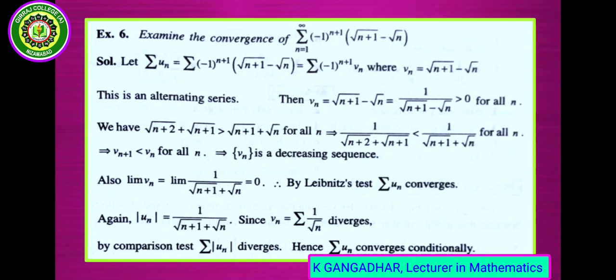Next, sigma mod un value 1 by root n plus 1 plus root n. Here we apply limit comparison test. So we choose vn equal to 1 by root n. Sigma 1 by root n is divergent by p test. So now sigma mod un series is divergent. Therefore given alternating series is conditional convergent.